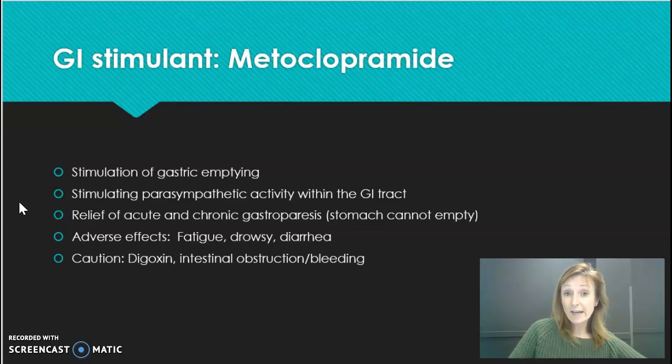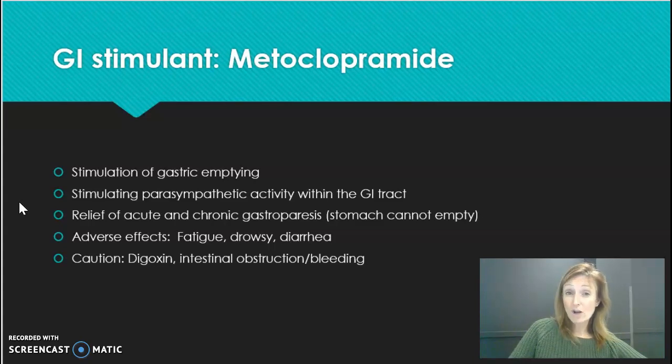So the adverse effects of this, again, it is stimulating that parasympathetic activity within the GI tract. So you remember what the parasympathetic does, right? That rest and digest. So they're going to be having more drowsiness. That's moving that stool through faster, and it can cause diarrhea. And it can cause fatigue.